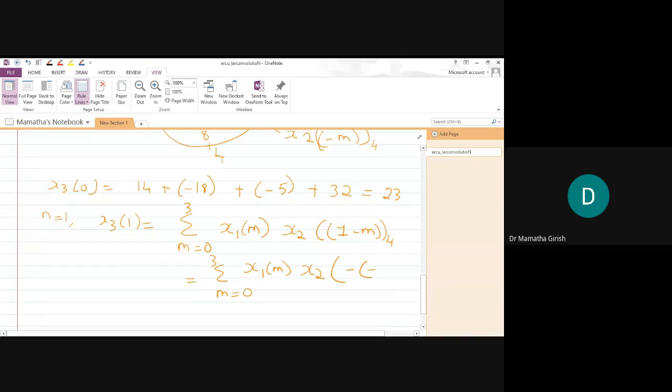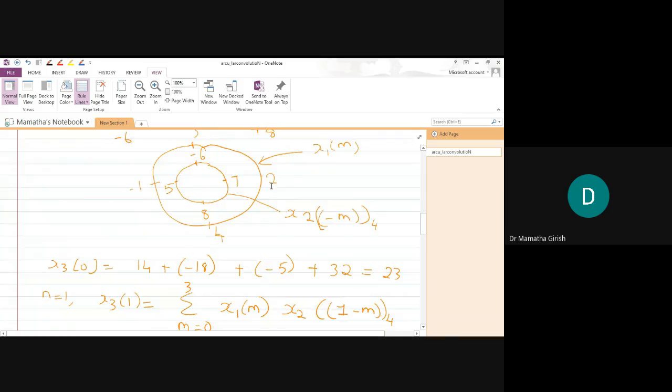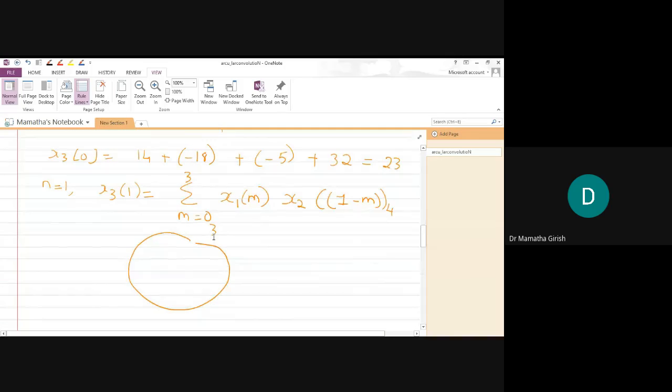If it's very confusing, let me not introduce this to you at all. A few of you might feel it is confusing, so let's make it simpler. From the previous concept, take the first circle as it is. The x1 of m values are the same: 2, 3, minus 1 and 4. The values remain the same, 2, 3, minus 1 and 4 as it is.